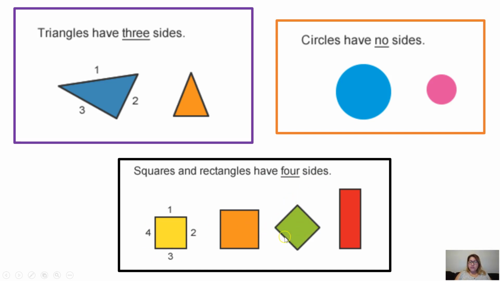This is what I was referring to on our last slide, that it does not matter if the shape is shifted or tilted. It still remains its same shape, which is a square. And this is a rectangle, also has 4 sides. 1, 2, 3, and 4.